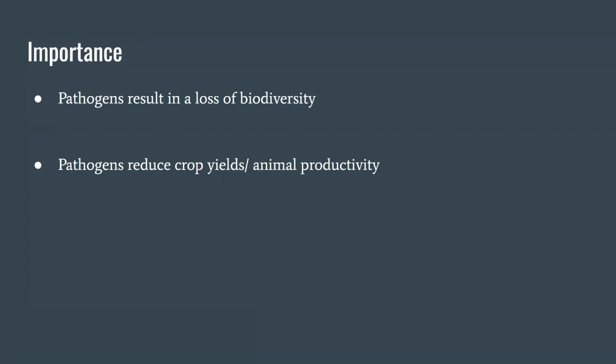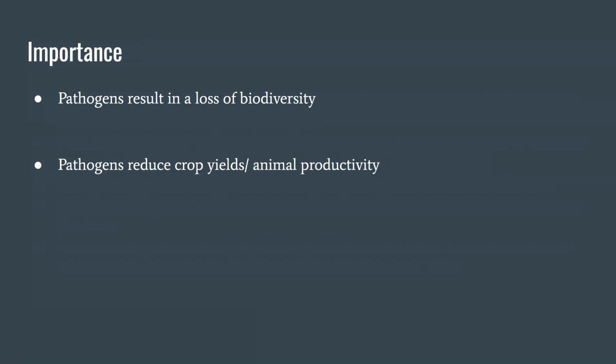Also, pathogens have become more dangerous in recent years as humans have become increasingly connected to each other over long distances. As people have begun to travel across the globe more frequently, they are more likely to carry a pathogen from one part of the world to another.